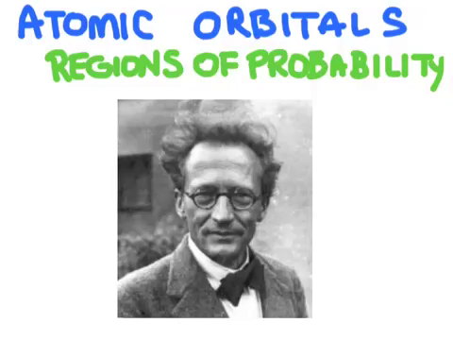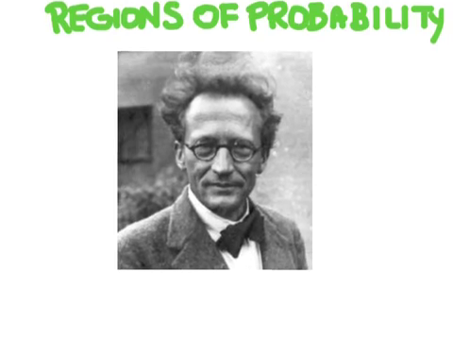The atomic orbitals are regions of probability where we're most likely to find the electrons. They're regions of space around the nucleus where the electrons are most likely to be located. And these were discovered by this man right here, Erwin Schrödinger. He developed a mathematical equation called a wave function, and when we put the quantum numbers, which we learned about, into the wave equation, we'll actually see what these regions of probability look like.